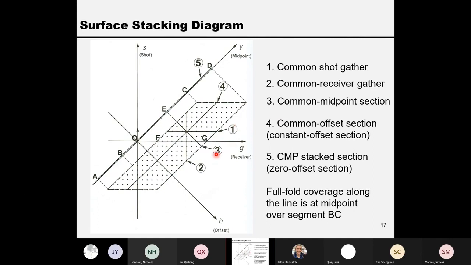The seismic traces from your receivers: for the first one you get this one, third one, fifth one, seventh one, ninth, 11th. Traces from these receivers give you a common midpoint section, right? So you need to distinguish the receiver position and the physical receiver.